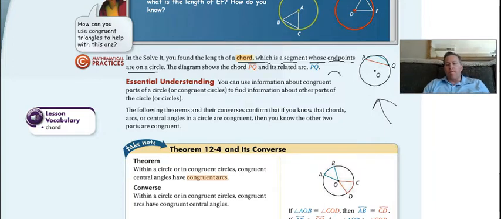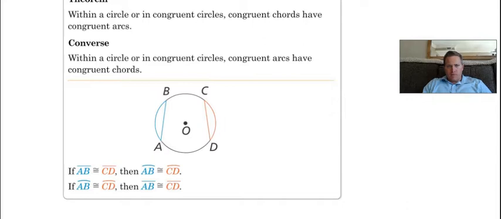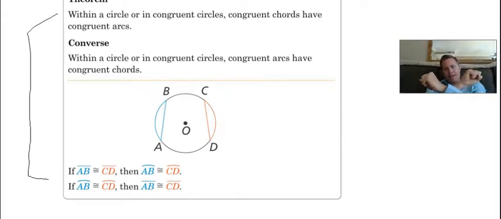Okay, we've got a few more vocab terms, so just hang in there as we go through it. Alright, so our first thing, make sure you write all this down. We're going to be talking about theorems and their converse. So remember, the converse is when we switch the if-then statement. That's what my converse is.